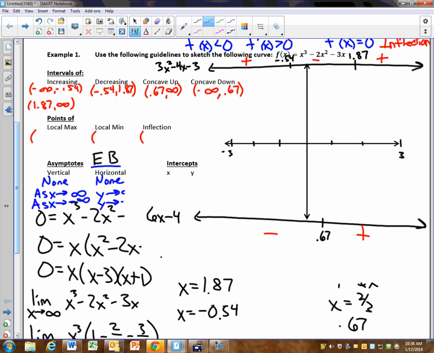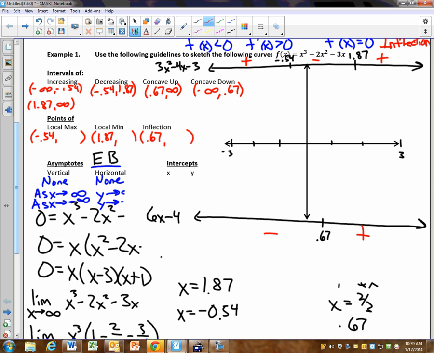Obviously, the inflection point happens at what? 0.67. And then the local min, is the min going to happen at negative 0.54 or 1.87? Why? Very good. It's concave up, and it goes from decreasing to increasing. So there's two ways you can look at it. If you're going decreasing to increasing, that's one way you can recognize it. The other way is if you're concave up, it's going to be a minimum. So our minimum is at 1.87. And our max is at negative 0.54.